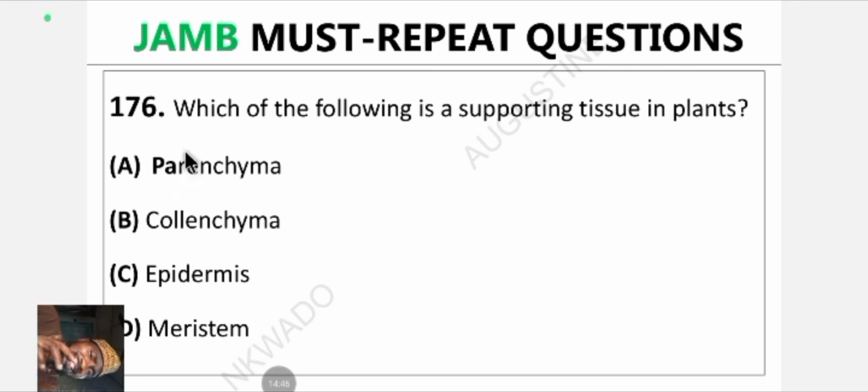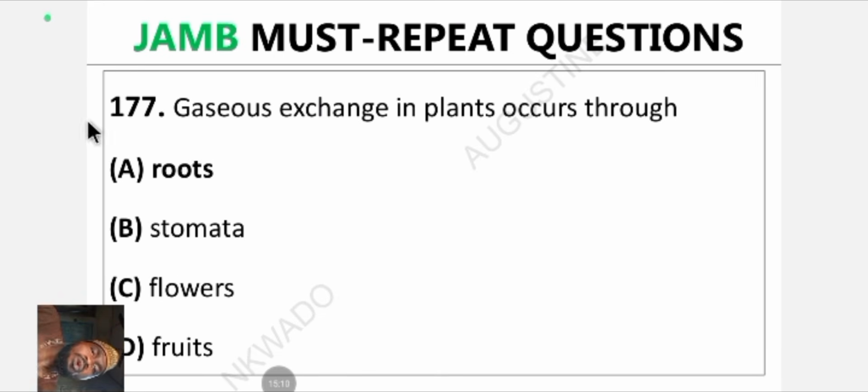Question 176. Which of the following is a supportive tissue in plants? A. Parenchyma. B. Collenchyma. C. Epidermis. D. Meristem. What's the answer? Drop the answer in the comment section. Meristem is involved, it's called apical meristem. It's involved in cell division in plants. So meristem is the forerunner of cell division in plants. Question 177. Gaseous exchange in plants occurs through what? A. Roots. B. Stomata. C.